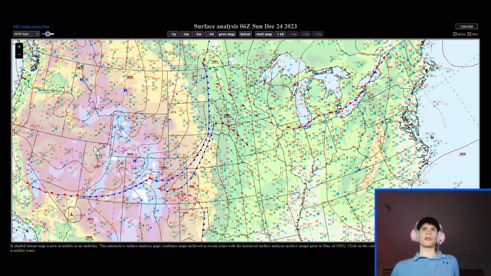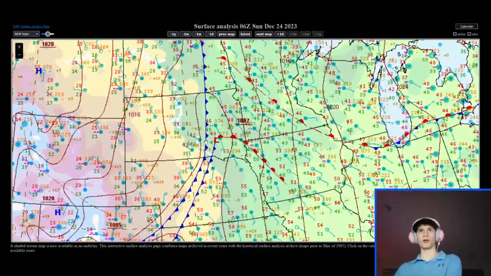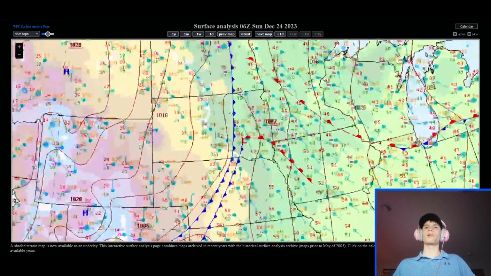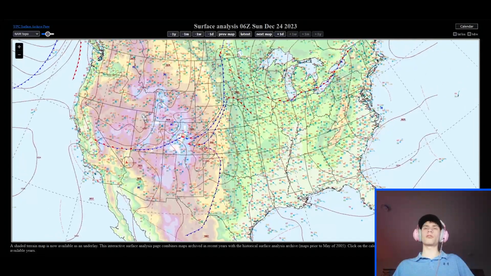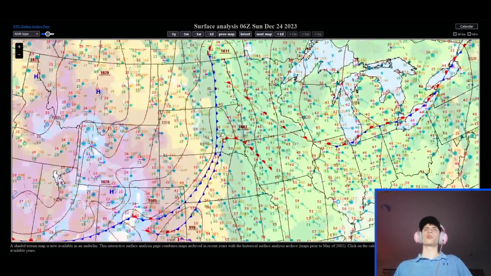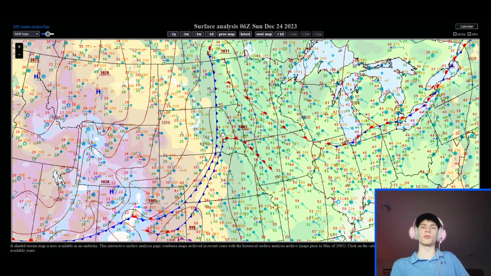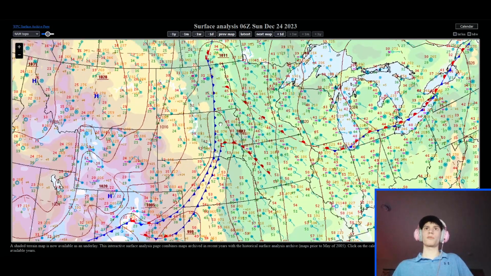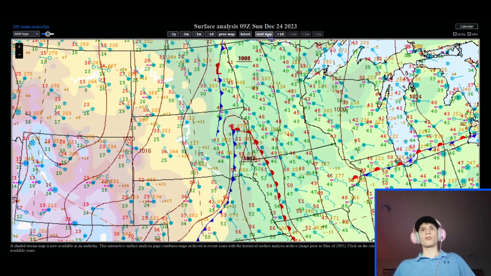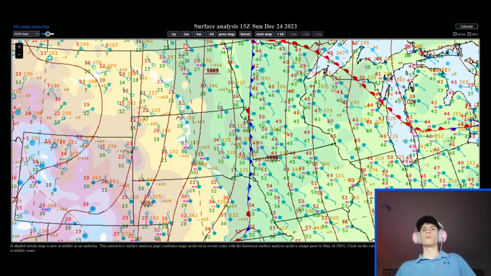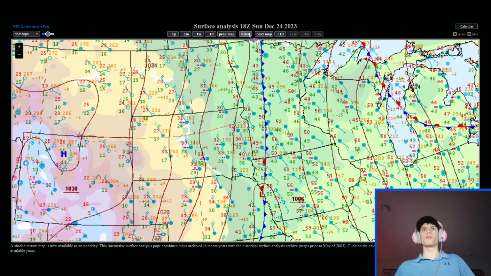Now we're gonna get to the surface map, so you can see cold fronts and warm fronts. This is 12 a.m. for December 24th. Here you can see a cold front, currently unrelated to the massive extratropical cyclone that we just discussed. But you can see this cold front begins to move over the border of Minnesota and moves into Minnesota. This is 12 p.m. for Christmas Eve.